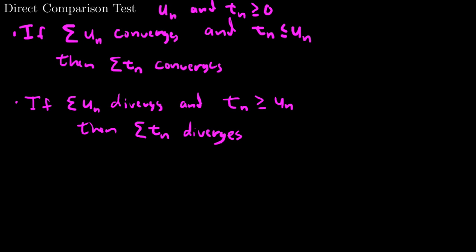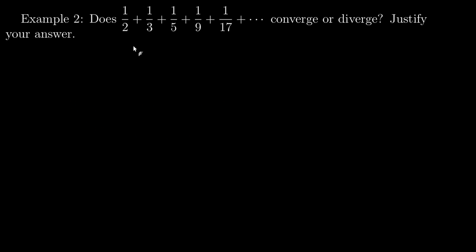And let's see an example of that in this. So I have 1/2 plus 1/3 plus 1/5 plus 1/9 plus 1/17. And like, okay, what's the pattern? Well, I see I have 2 plus 1 is 3, plus 2 is 5, plus 4 is 9, plus 8 is 17. So I guess the next one's going to be plus 16 down here, which gives me 33.